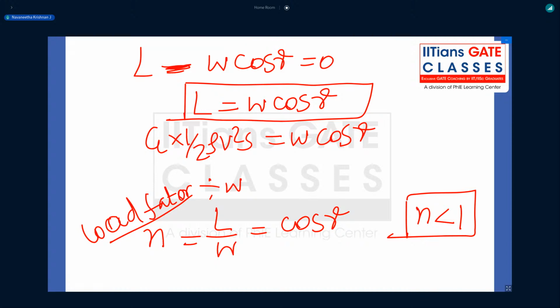If it is 90 degrees, cos becomes 0. If it is 0 degrees, it becomes 1. That is for level flight, because gamma becomes 0 only during level flight, and cos 0 is 1. For level flight, the load factor is 1. Anything between 0 and 90 degrees, the load factor is less than 1. So for climbing flight, the load factor is less than 1. This is the outcome of the second equation.